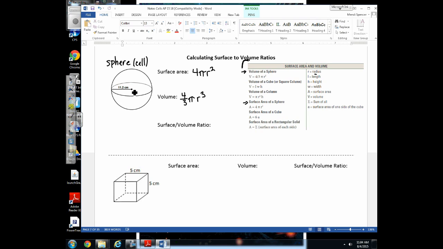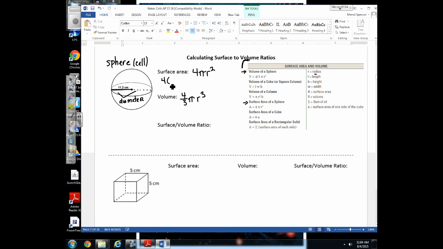Now, I want to note that radius is the distance from the inside of the object to the perimeter. The whole distance across this object from here to here is considered the diameter. So you have to watch for if they're giving you the radius or they're giving you the diameter. If they just give you the diameter, you need to cut it in half, and then you're going to have the radius. Now let's plug in our numbers.